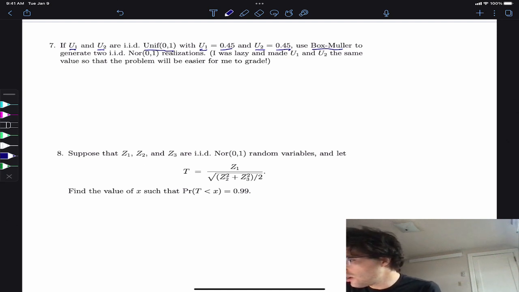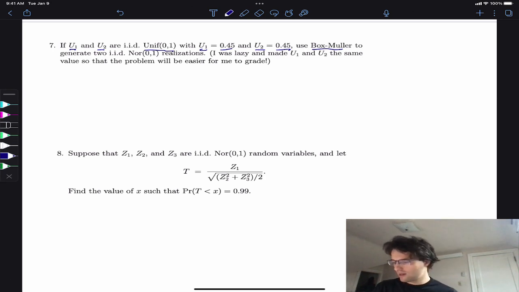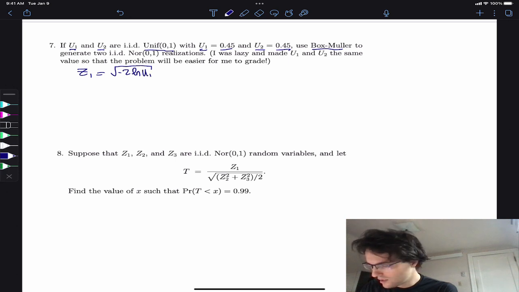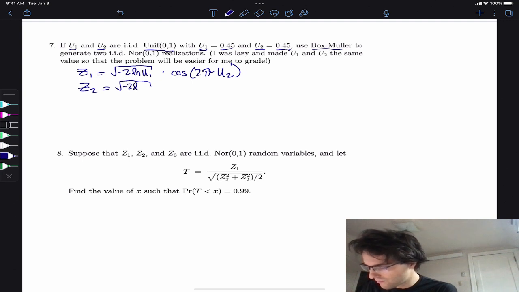So recall that, let me find this on my equation sheet. Recall that the Box-Muller approach has an equation that looks like this. So square root of -2 natural log of u1 times cosine of 2 pi u2, and there's another one which uses the sine: square root of -2 natural log of u1 times sine of 2 pi u2.